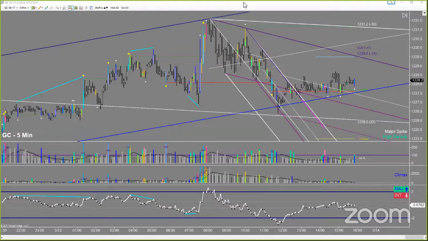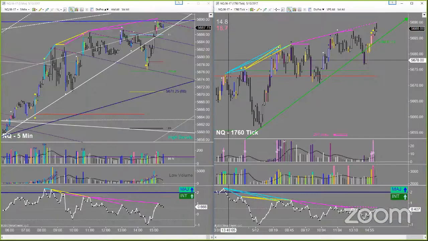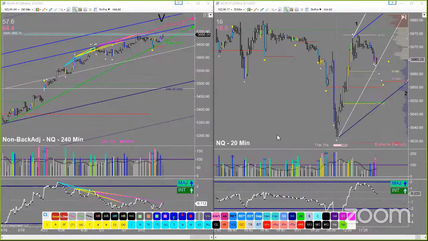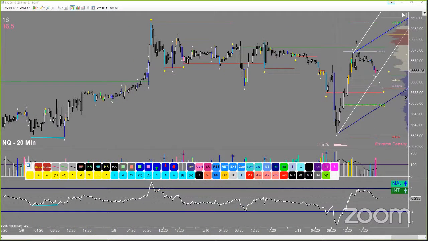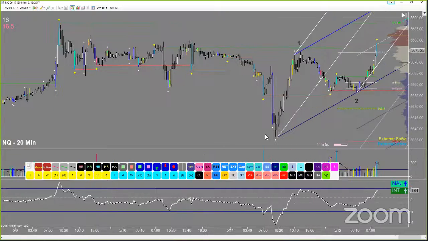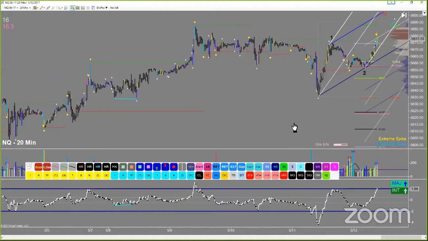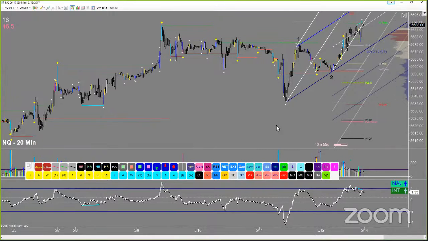To give you an example of what that typically looks like, it typically looks like this, like we see in NASDAQ on the 20-minute. This is the type of move out of a corrective low that you would expect if we're going to new highs. And gold is really not looking like that at all, so we'll see what happens.